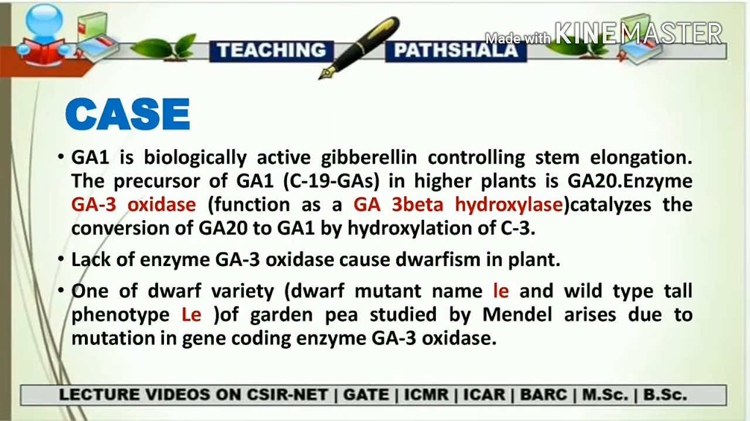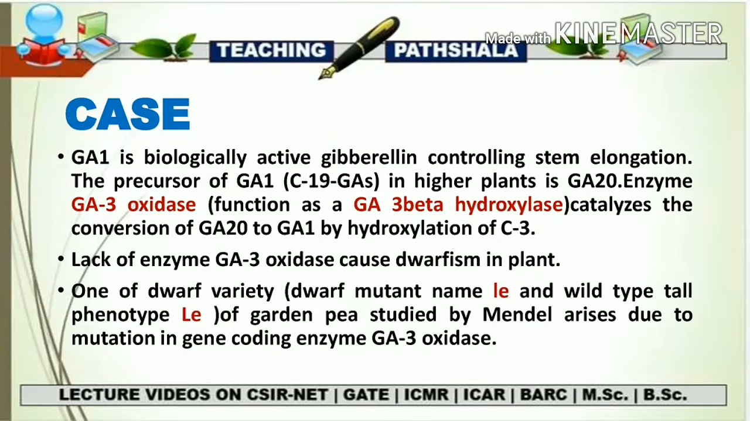So one of the dwarf varieties of garden pea that was studied by Mendel arises due to a mutation in a gene coding for the GA3 oxidase. What happened is that a mutant variety of the pea plant was generated that shows dwarfness in overall height, and this dwarfness was seen due to the mutation in a gene coding for an enzyme known as the GA3 oxidase.